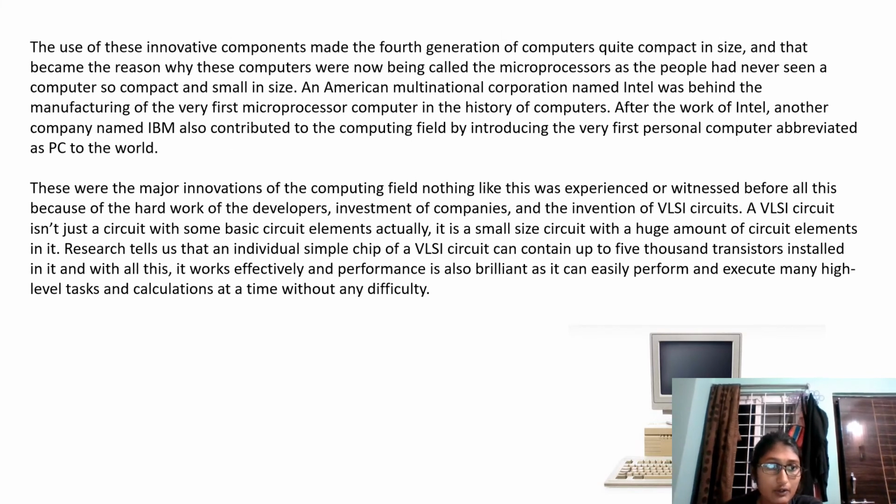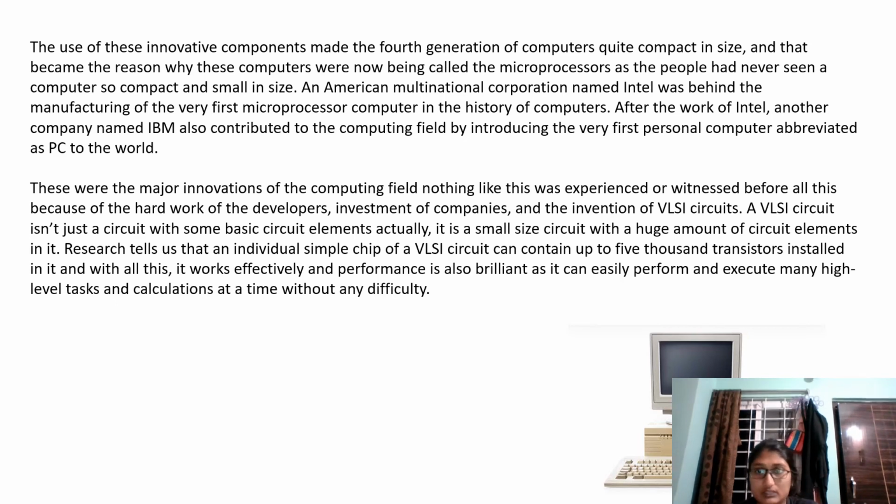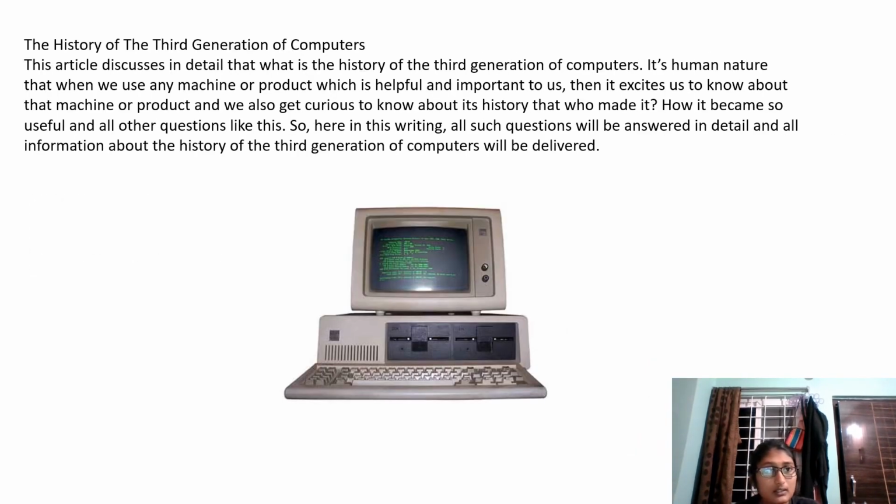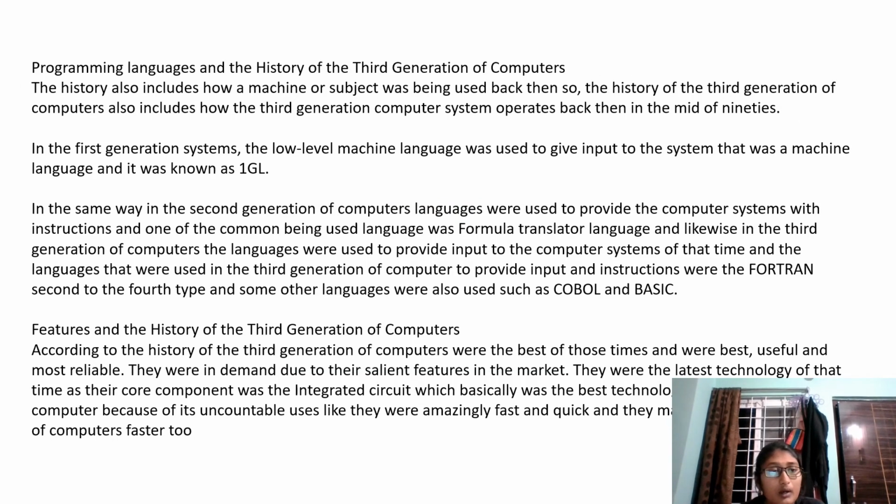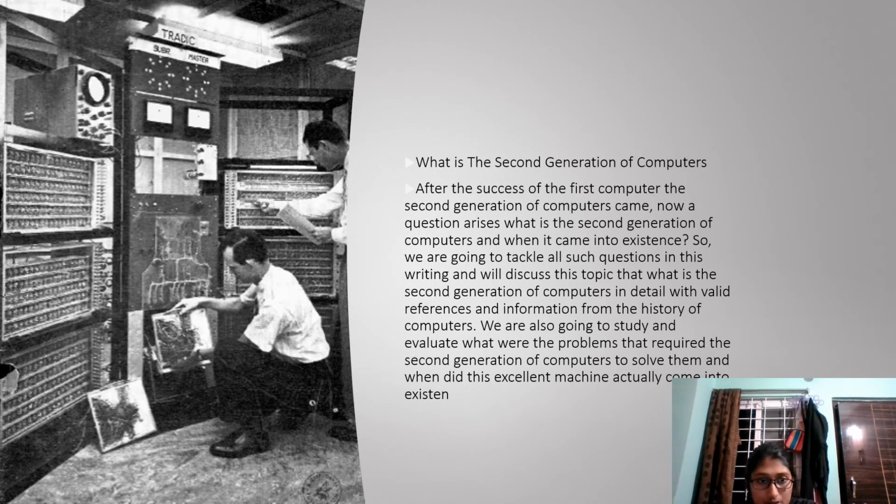The major parts of the PCs and operating systems of fourth generation computers. Here is a history of third generation computers. Look at it. Programming language. Here is the history about the third generation. It's a lower level machine language. First generation system. And here are the features of the third generation computers and second generation computer.